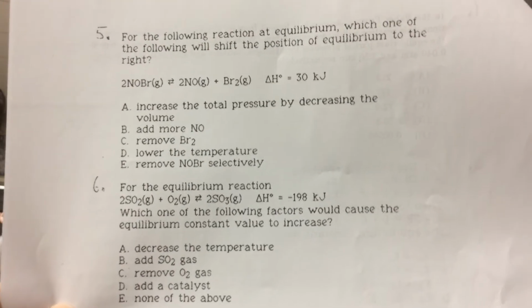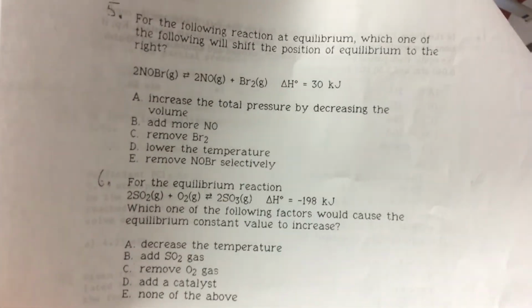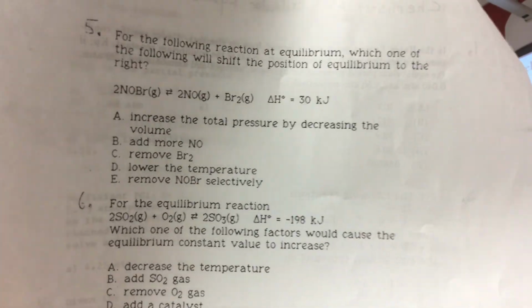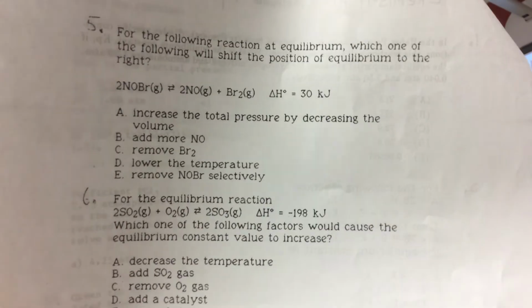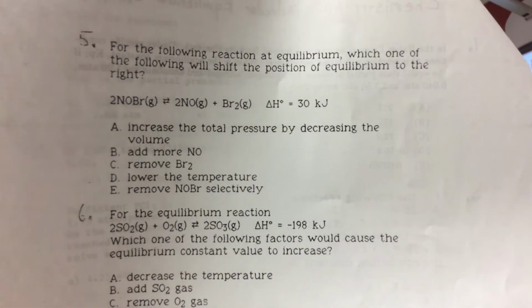Yes? Could you go over A again? Because I get C, but no. Increasing the total pressure by decreasing the volume. Look at me, make the container smaller. The reaction is going to try to make itself smaller, so it's going to shift toward the side that's got fewer moles of gas. And that's the left.